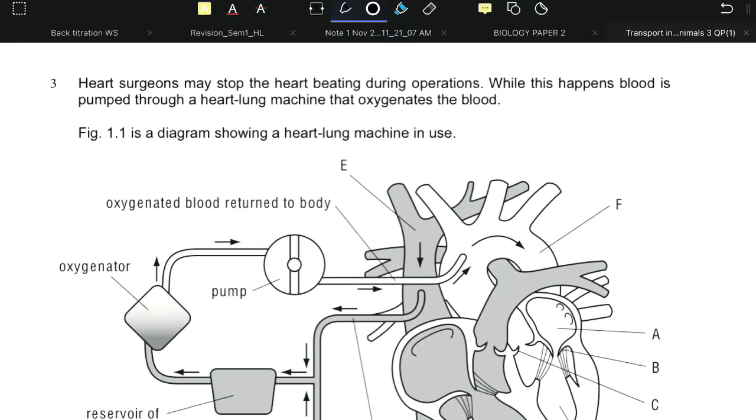Okay, let's look into the next question. Now it says heart surgeons may stop the heart beating during operations, right? While this happens, blood is pumped through the heart using a heart-lung machine that oxygenates the blood. So this particular machine, what it does is that it oxygenates the blood. Now figure 1.1 is a diagram showing the heart-lung machine in use.